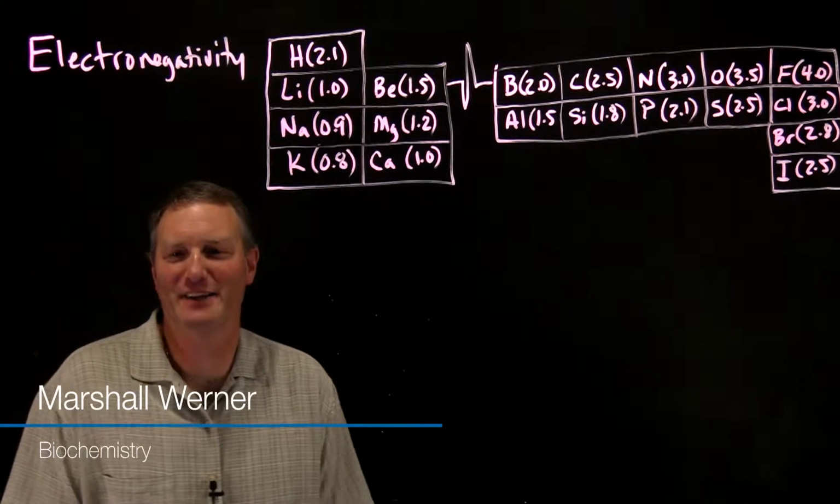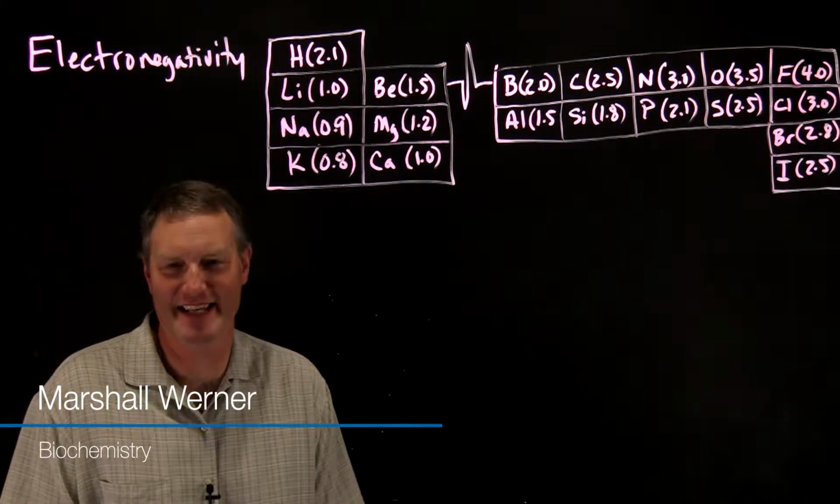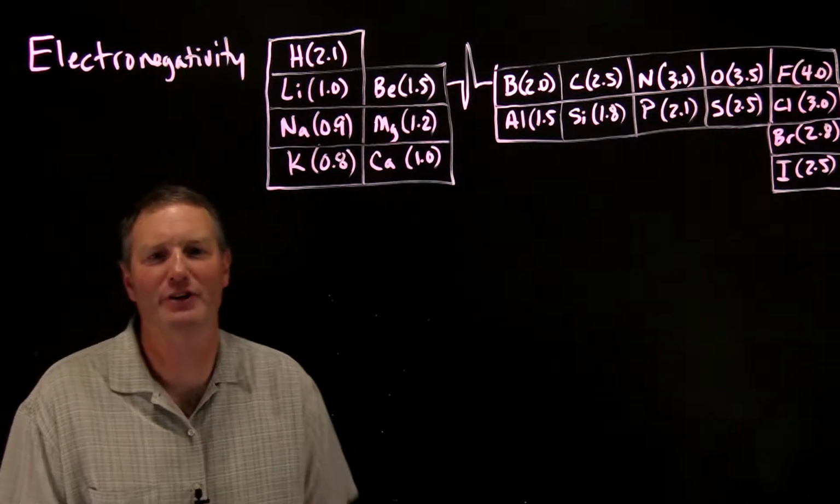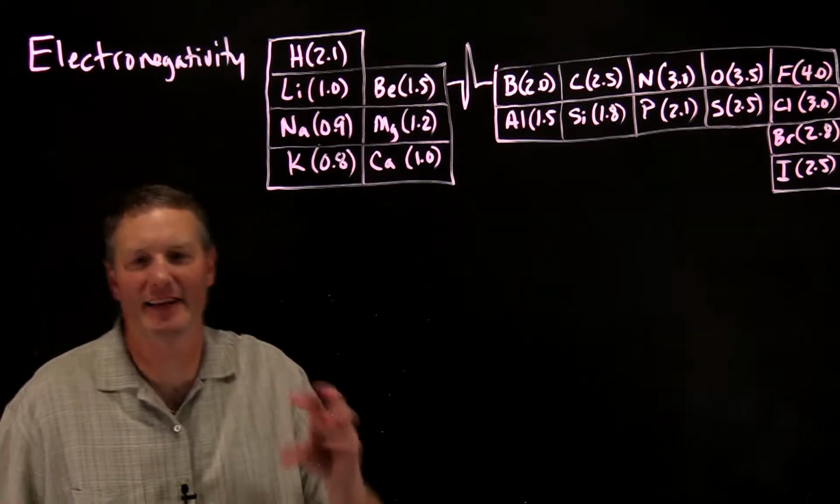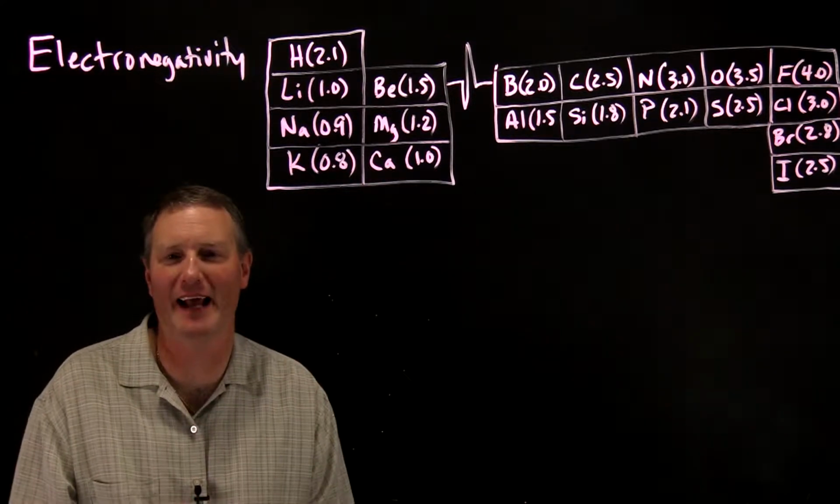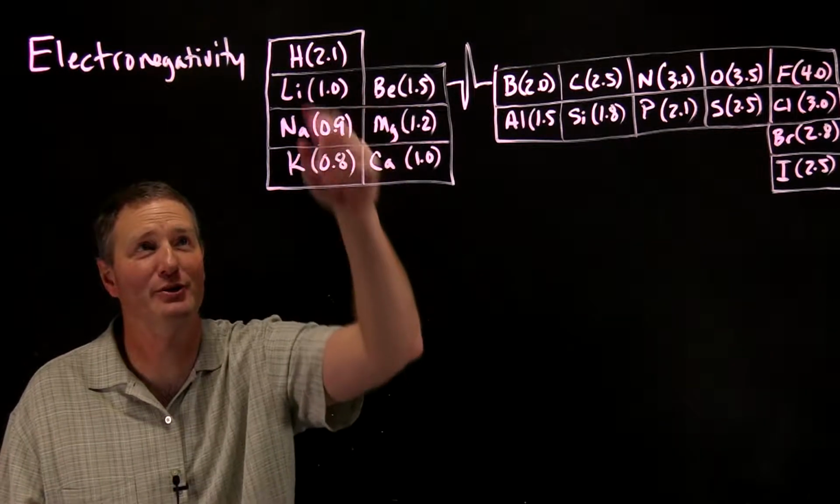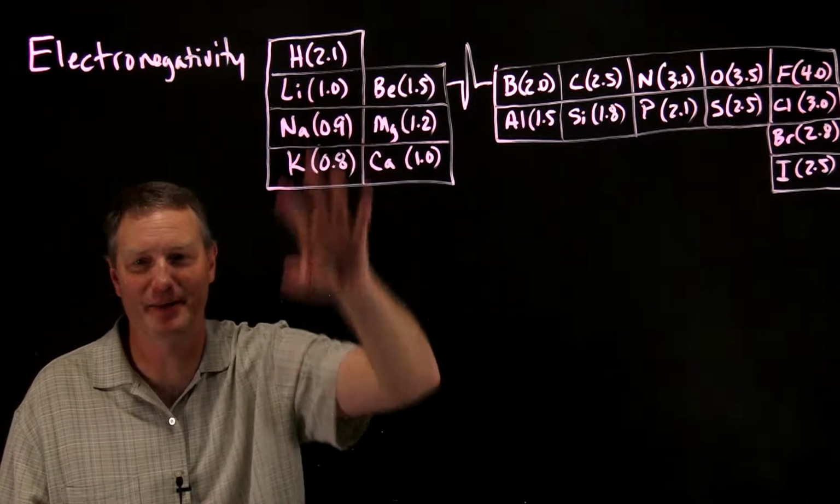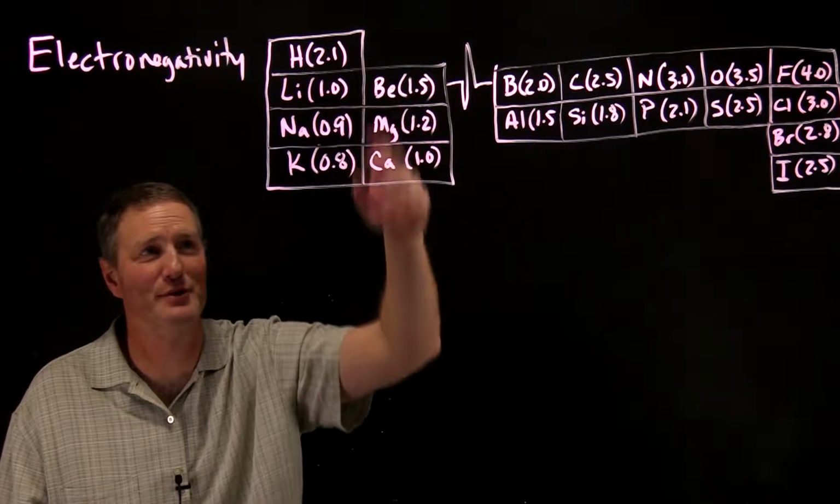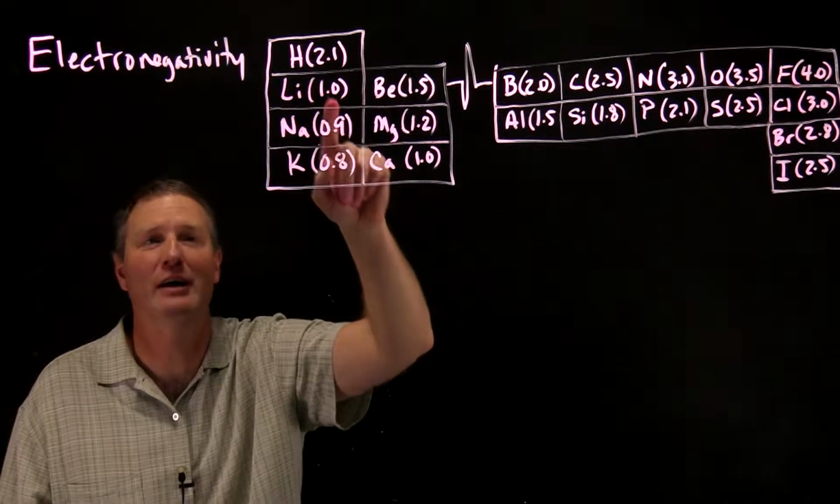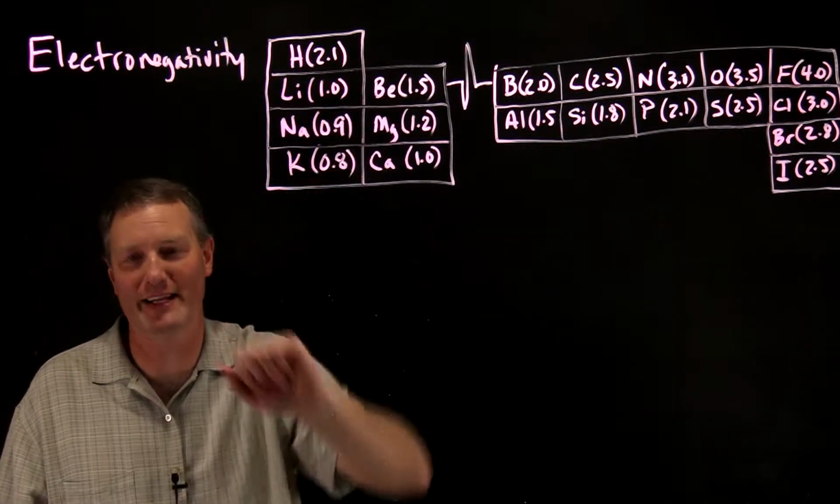Hi guys, we're going to talk a little bit about electronegativity and its effects on bonding. What I've shown here is a condensed set of important elements from the periodic table. Here I have groups 1 and 2: hydrogen, lithium, sodium, potassium, and go all the way down. Group 2 elements are beryllium, magnesium, calcium, and in parentheses I have what are called the electronegativity numbers.